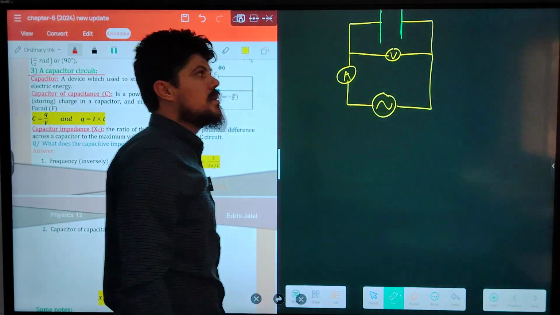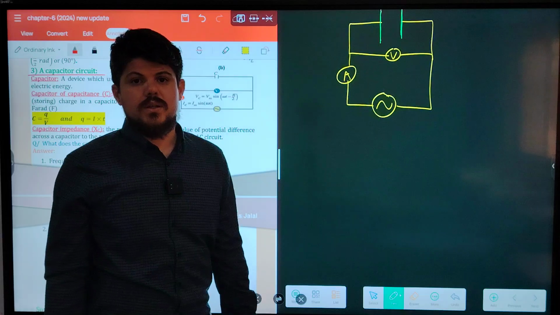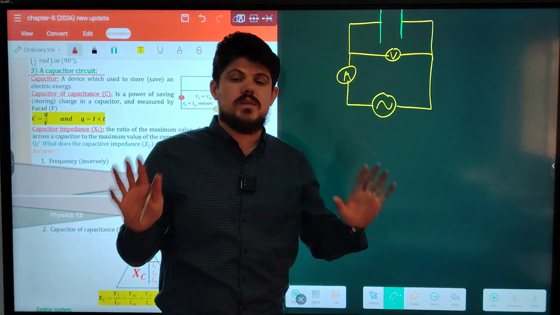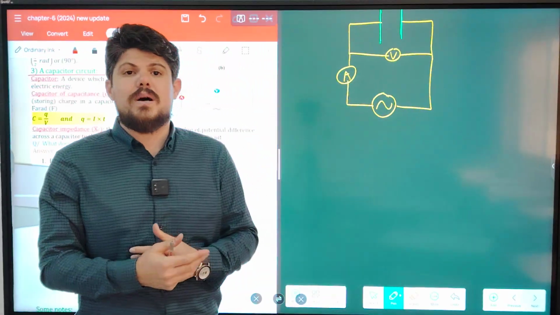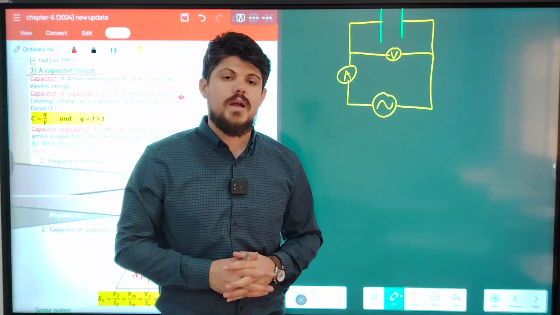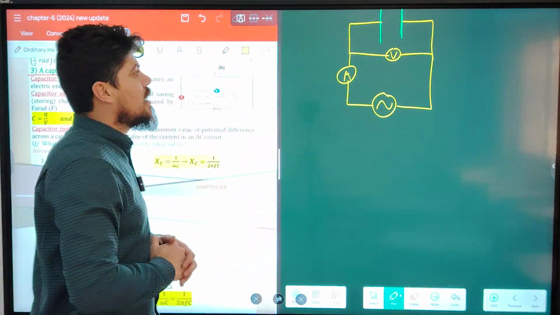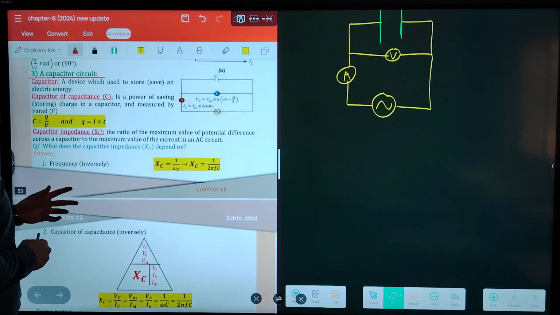The capacitor can be used to store electrical energy or electric field. The capacitor can be charged only by a DC source. Capacitor can be charged by DC source, but we can use a capacitor with an AC source as well. But for charging a capacitor, we need DC. Be careful. We will study this in electrical oscillation, inshallah, in other videos.